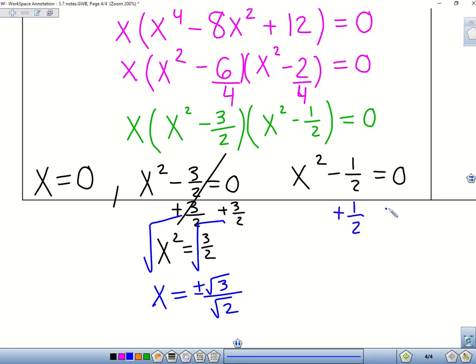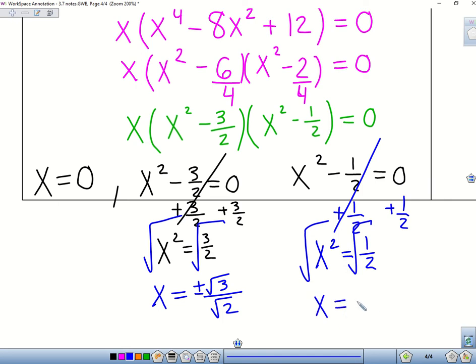Add it to the side. Good. Add 1/2 to both sides. Square it. Good. And then we take the square root, and we get x equals plus or minus 1 over radical 2.